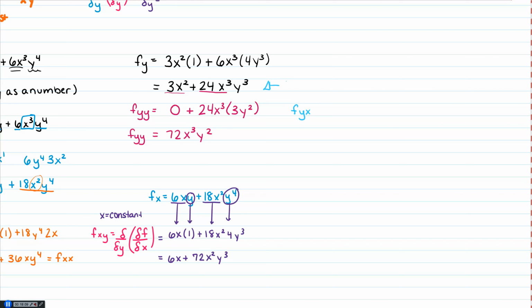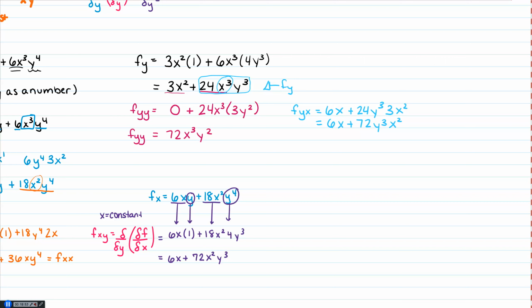And then lastly, if we wanted to do f sub yx, we're going to take f sub y, which is this guy, and we're going to take the partial derivative with respect to x. So we're going to keep the y as a constant and let the x be the variable. So in the first term, 3x squared, that's just a regular derivative with respect to x, so 6x. And then this second part, the y is the constant, so plus 24y cubed. And then we'll take the derivative of x cubed, so that's 3x squared. So I have 6x plus 72y cubed x squared.